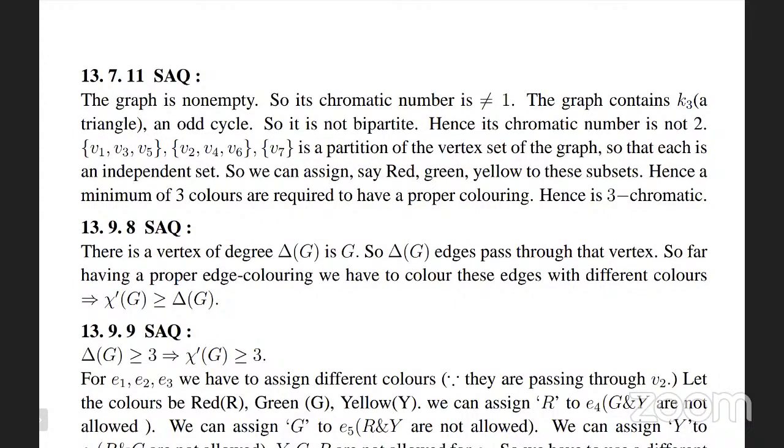Here, the number of subsets you are dividing into is called the chromatic number. Red, green, and yellow are the 3 subsets, so it is 3 chromatic, meaning 3 colors. A set of elements having the same color is a group, and the number of such groups is called the chromatic number.